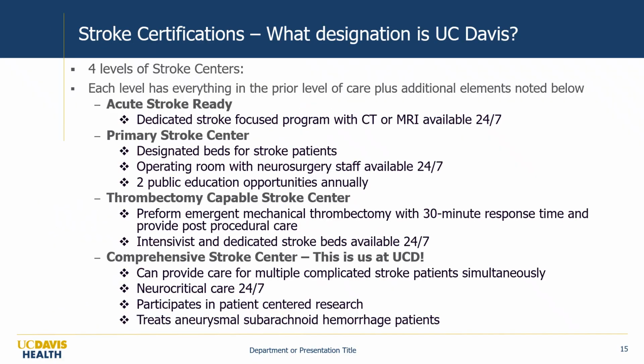The Joint Commission offers 4 different types of certifications for stroke programs. Each type of certification builds on the previous level. For example, a comprehensive stroke center includes all the measures for the prior 3 levels of certification. So as a comprehensive center, we do all the measures for acute stroke ready hospitals, primary stroke hospitals, and thrombectomy capable centers. Then there are additional requirements for us as comprehensive stroke centers.